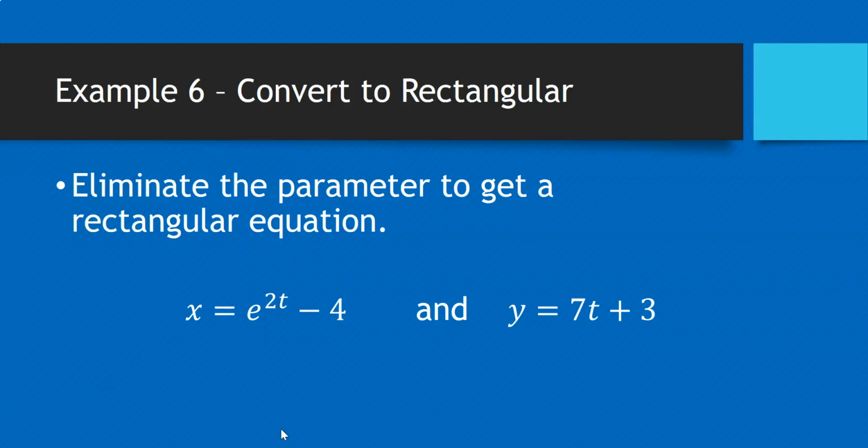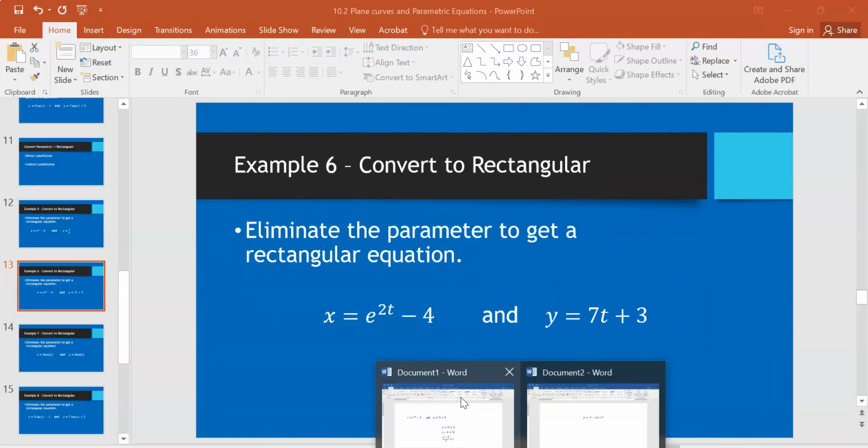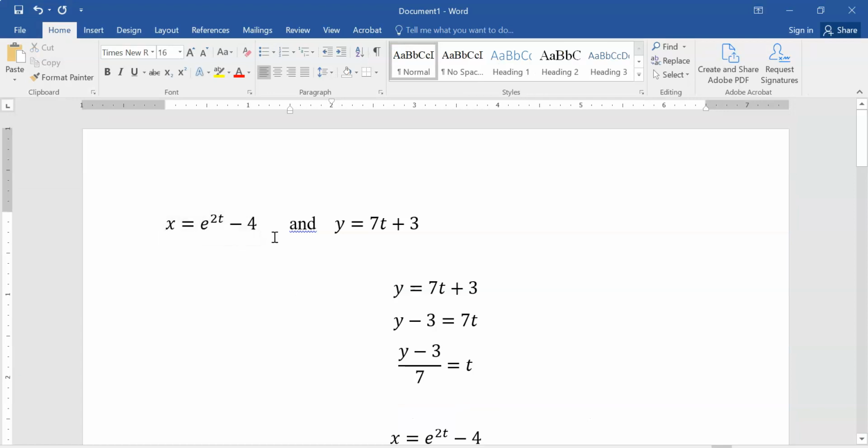All right, hopefully you went ahead and did that. So here's how I went ahead and did it. In this case, it's probably going to be easier to solve for t with the y equation. Start with y equals 7t plus 3. Subtract 3 from both sides, and then divide both sides by 7. You'll end up with t equaling y minus 3, divided by 7.